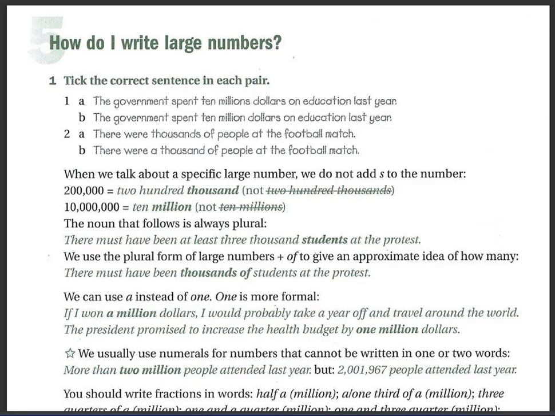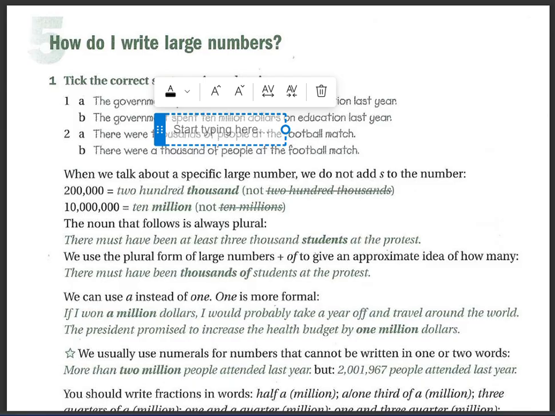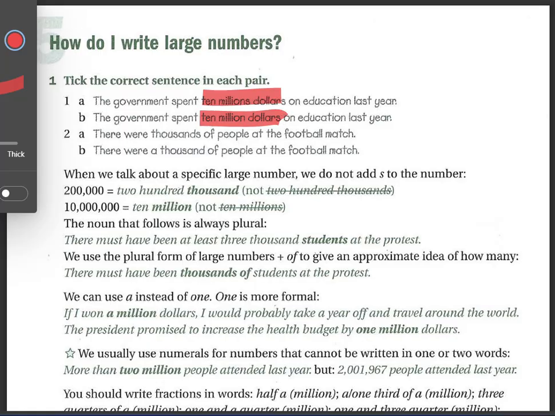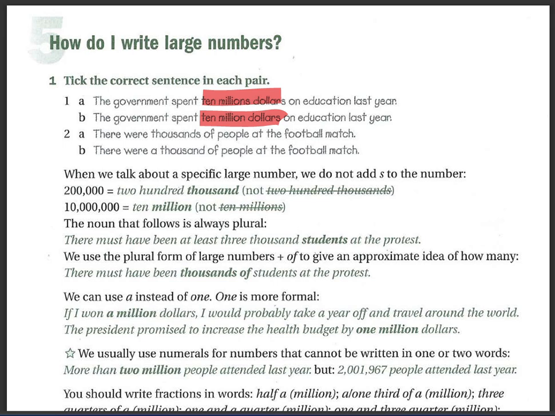So, part 1. Take the correct sentence in each pair. Let's do it together. 1. The government spent $10 million. Look at here. The first one is $10 million. The second, $10 millions. What do you think? Which one is correct? Very good. B. $10 million. We don't add S after million.